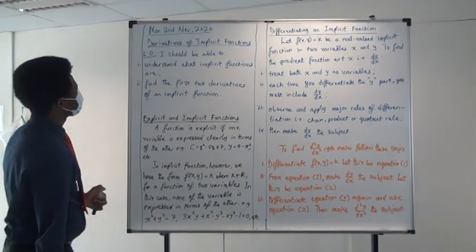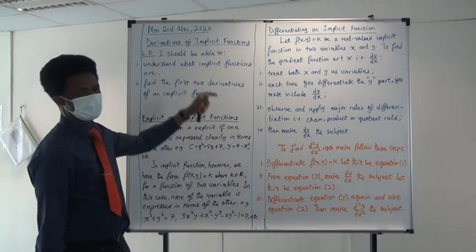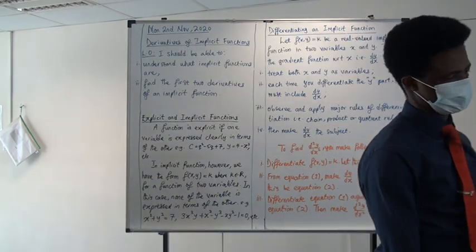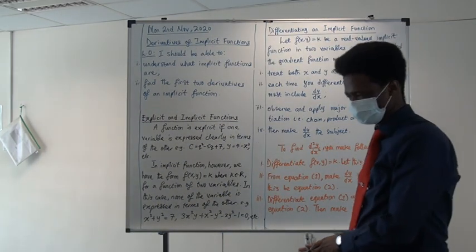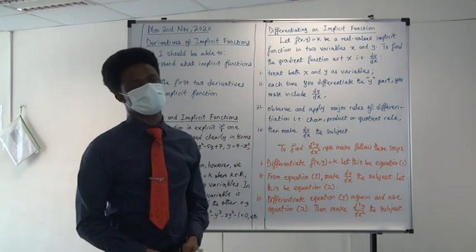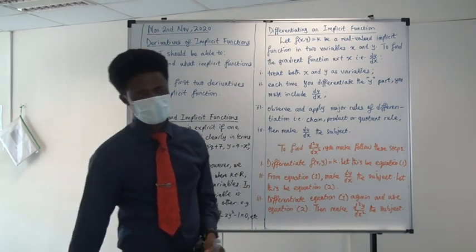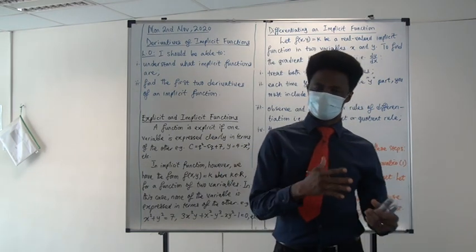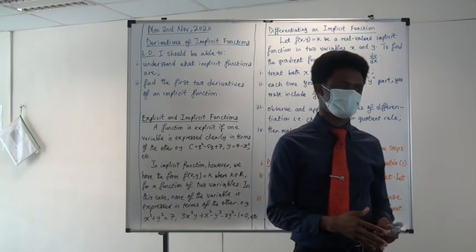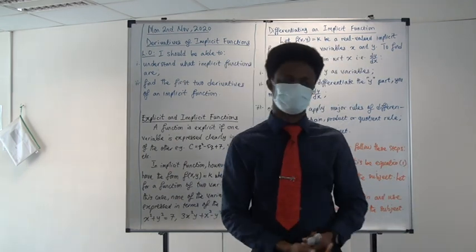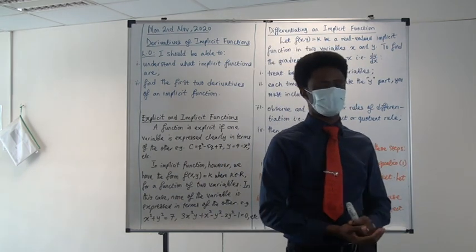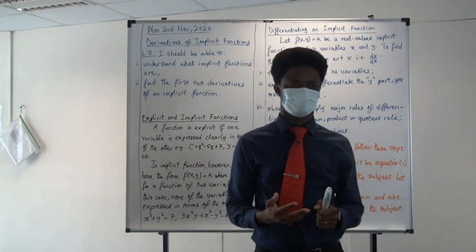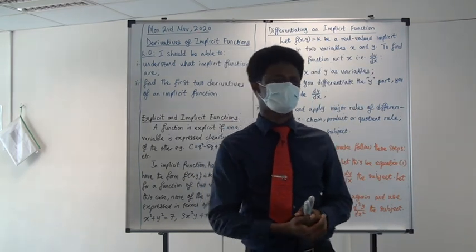Alright, so today we're looking at something called implicit function. Implicit. Everything you've been doing before now is explicit function. Explicit in the sense that one variable is expressed explicitly in terms of the other, without any mixture, without any doubt, directly in terms of the other.